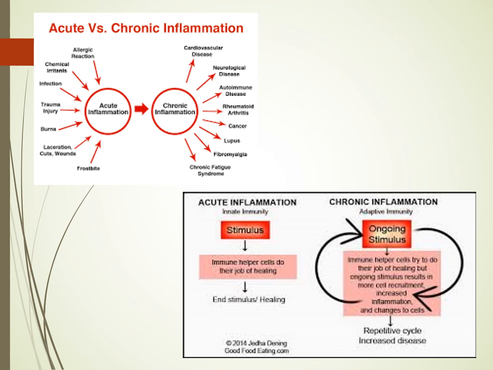Acute inflammation versus chronic inflammation. Innate immunity describes acute inflammation. There's a stimulus. The immune helper cells do their job of healing, and it ends the stimulus and it heals. Chronic inflammation is called adaptive immunity. It's an ongoing stimulus where immune helper cells try to do their job of healing, but ongoing stimulus results in more cell recruitment, increased inflammation, and changes to the cells. This is a repetitive cycle and increase in disease process, and it's a circular pattern with chronic inflammation.